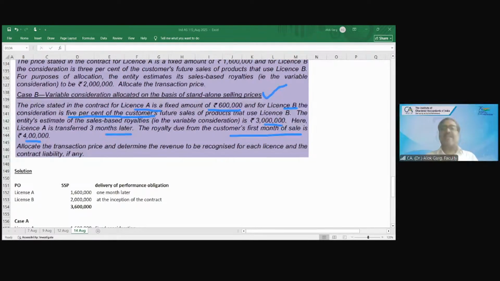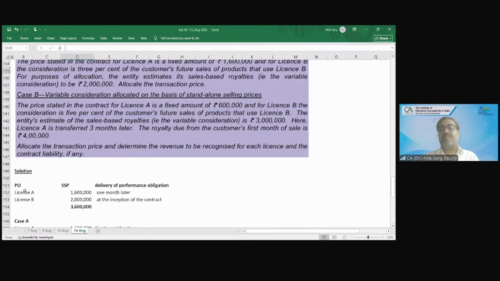The price stated in the contract for license A is a fixed amount of 6 lakh, and for license B the consideration is 5% of the customer's future sale of product that use license B. The entity estimate of the sales based royalties, that is variable consideration, is rupees 30 lakh. Here license A is transferred 3 months later, which has a fixed amount of 6 lakh. The royalty due from the customer's first month of sales is rupees 4 lakh. Allocate the transaction price and determine the revenue to be recognized for each license and the contract liability, if any.